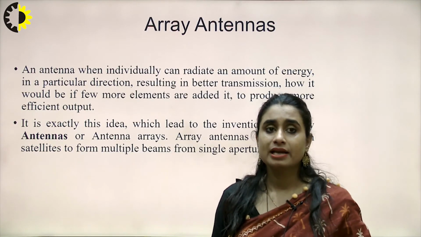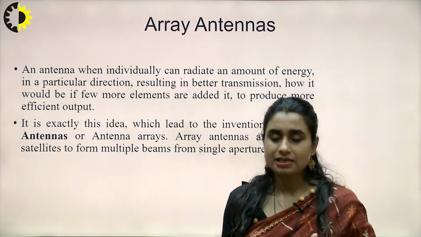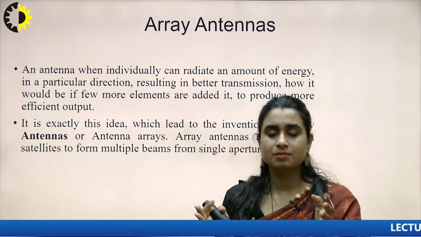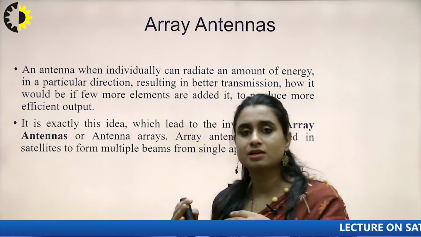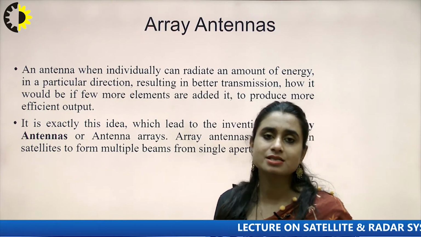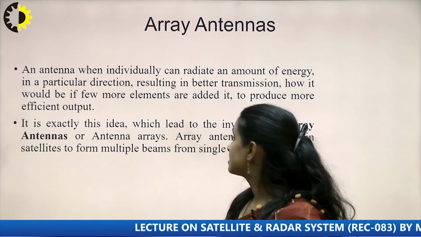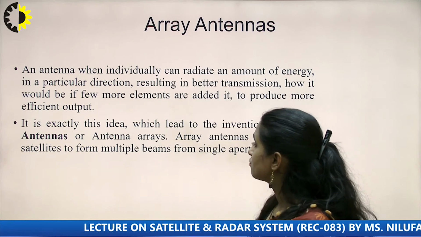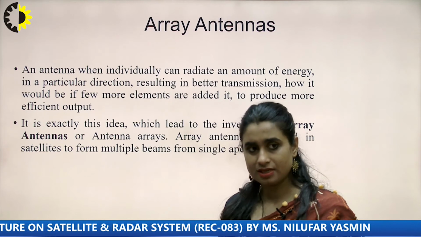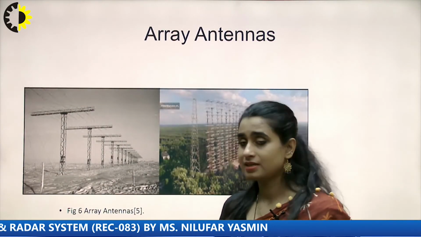If we talk about array antennas, this will be a group of antennas. It is exactly laying down antennas in a particular structure so that it fulfills some need. Like we need output at a particular area, or we need better coverage, then instead of using a single antenna, we'll use an array of antennas, right? These are basically used in satellites to form multiple beams from a single aperture, right? So they are used for multiple beams. We can see a group of antennas, right?